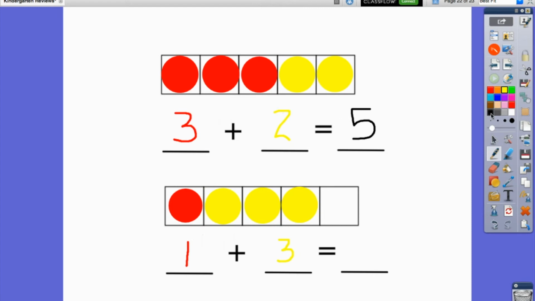Is this one going to be 5 just like it was at the top? It's not, because we have 1 space that's empty. So we have 1, 2, 3, 4. There are 4 counters in our problem below. So when we look at our addition sentence, 1 plus 3, or 1 and 3, equals how many? 4.